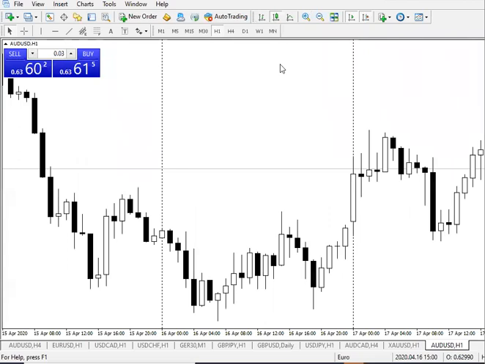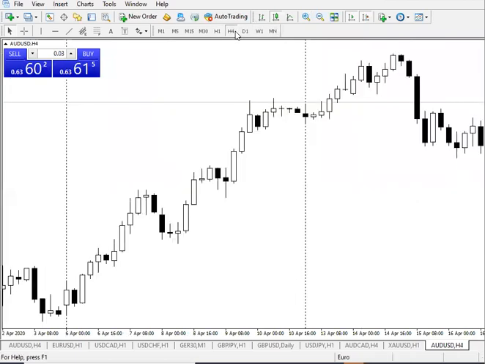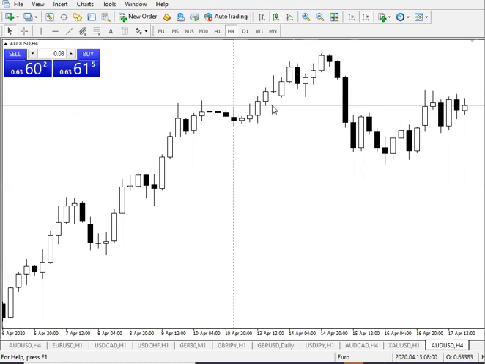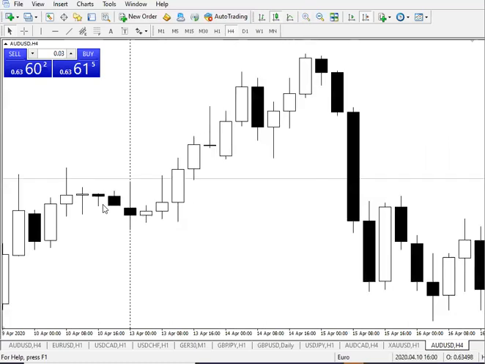Right, let's do it on the 4 hour. Right, start of this week. You've got to keep watching the down candles and the up candles, obviously. But you see the down candle here.